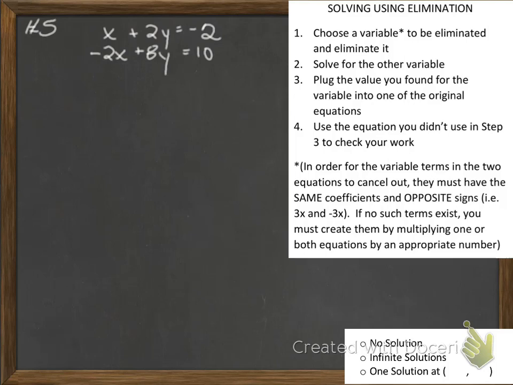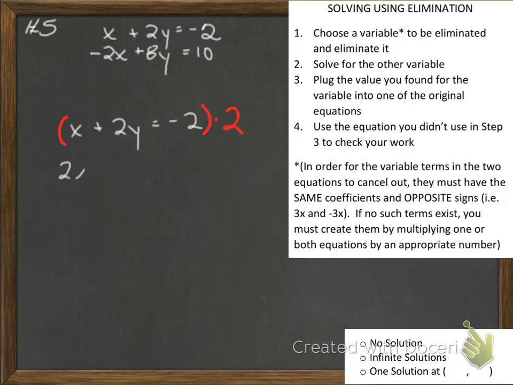So we could eliminate either x or y, but notice if I have x and negative 2x and I want to add them and I want to get 0x, all I would have to do is put a 2 here, because 2x plus negative 2x is equal to 0x. Now remember, you can't just change one term of an equation, you have to change the whole equation. So what we would have to do is not just multiply x by 2, we'd have to multiply the entire equation by 2. So let's see what that looks like.